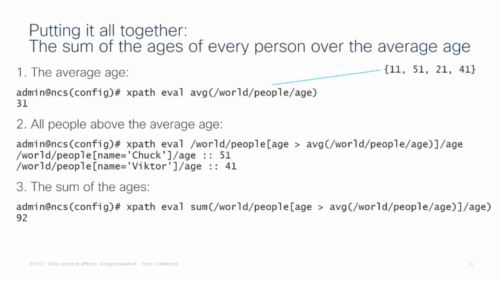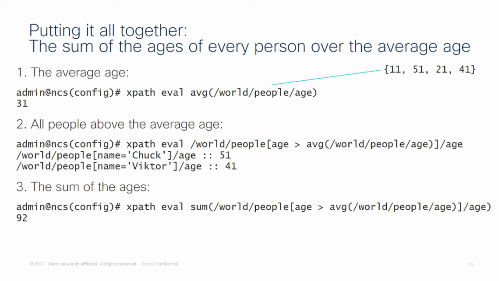In our example, that is 11, 51, 21, 41. And then we use the function average. Average is a function that works on node sets. It takes this result and computes the average. So that is 31. Then we want to find all the people above the average age.